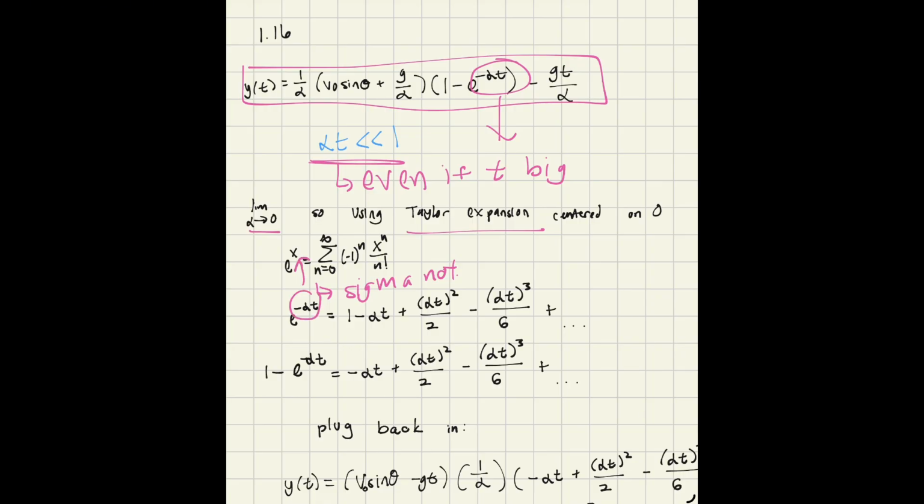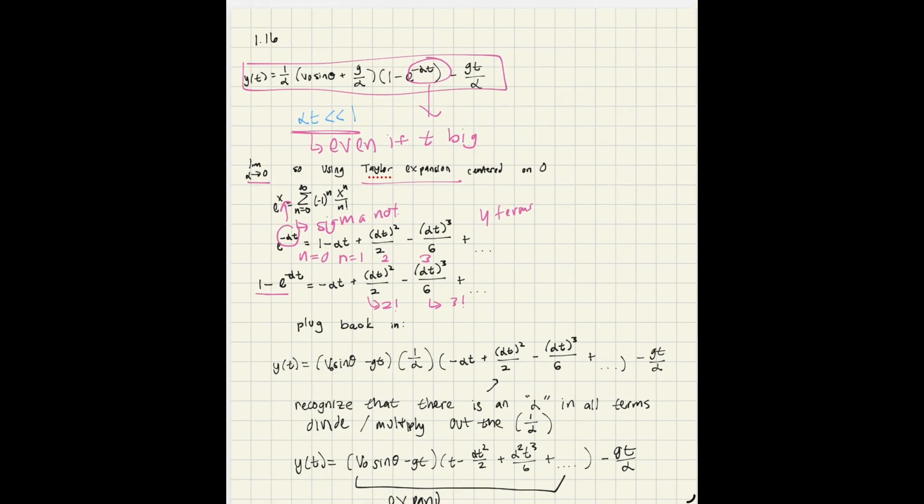So let's write that. I wrote the first 4 terms and it just keeps going on. So 1 minus alpha t plus alpha t squared over 2 minus alpha t cubed over 6, where 2 is 2 times 1 and 6 is 3 times 2 times 1, plus an infinite number of further terms. Now we have 1 minus e to the negative alpha t, because that's what's in our equation, and for that we can just take out the 1. Now let's plug this back in.